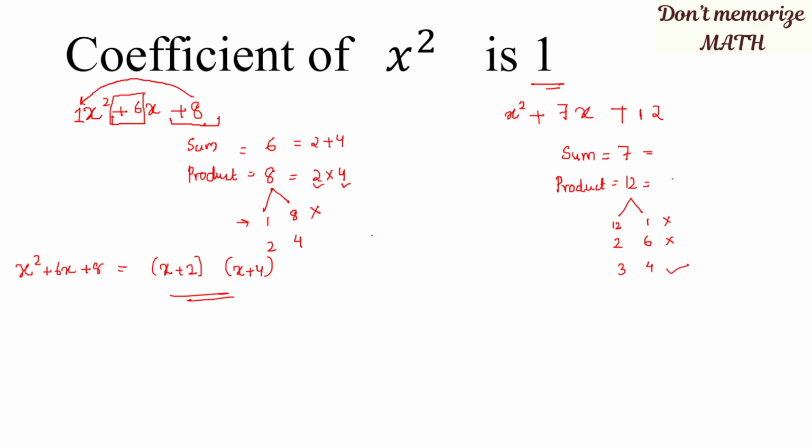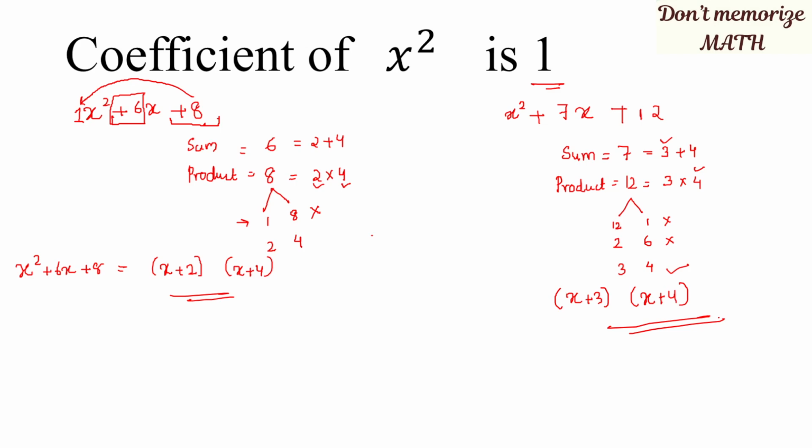So the numbers are 3 and 4. So 3 times 4 is 12, and the same 3 and 4, if you are adding, you will get 7. So the first number is 3, so the first factor is x plus 3. And second number is 4, so you can write the factor x plus 4. So we factorize the given quadratic expression, that is x square plus 7x plus 12 is equal to x plus 3 times x plus 4.